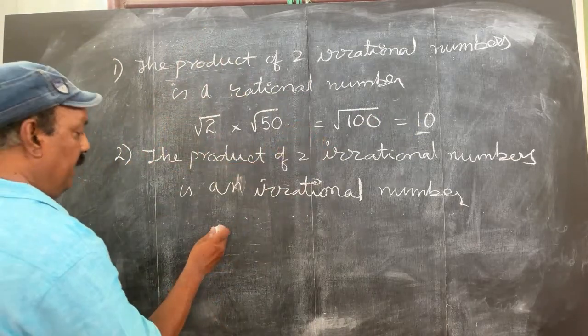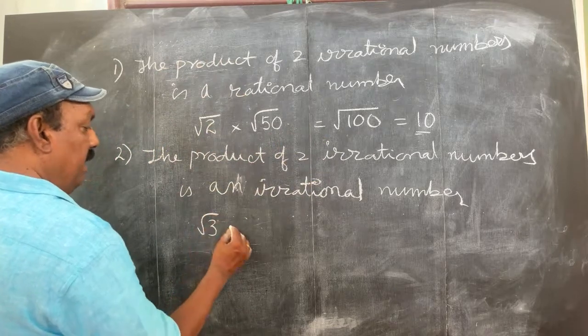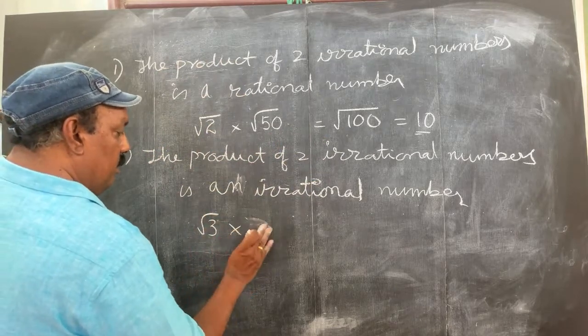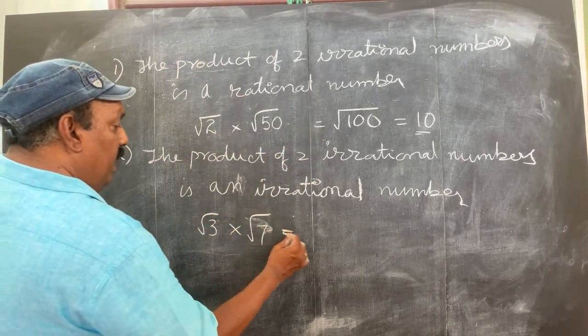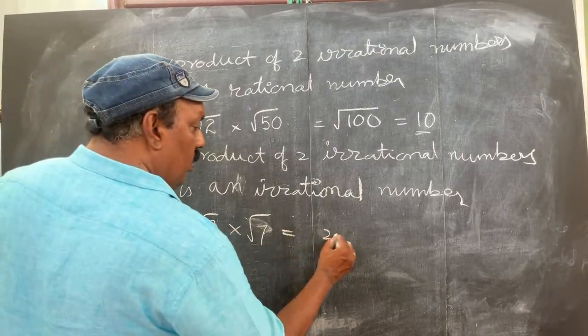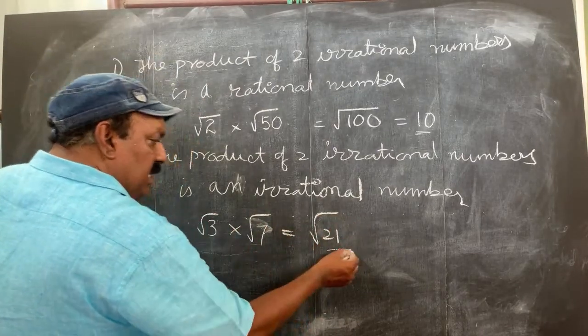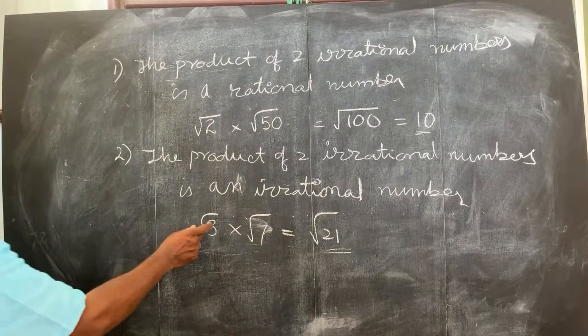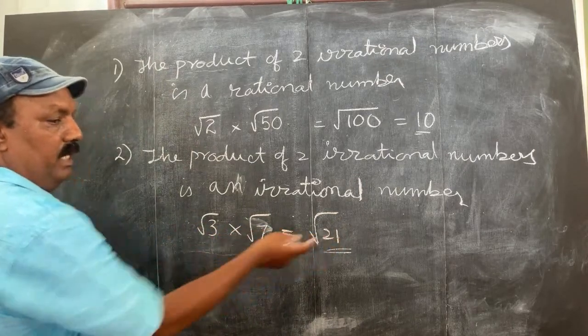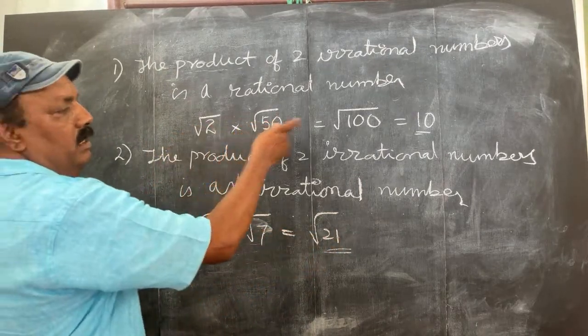Now this one is the product of two irrational numbers. The first irrational number is root 3, and another irrational number is root 7. When I take the product of these two, root 21. This one is also an irrational number. Irrational number into irrational number, irrational number. Irrational number into irrational number, rational number.